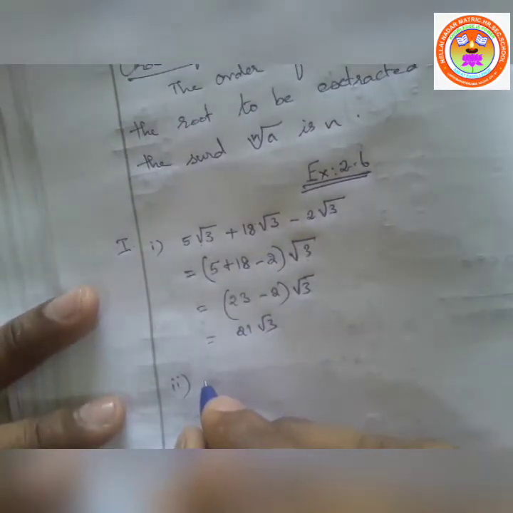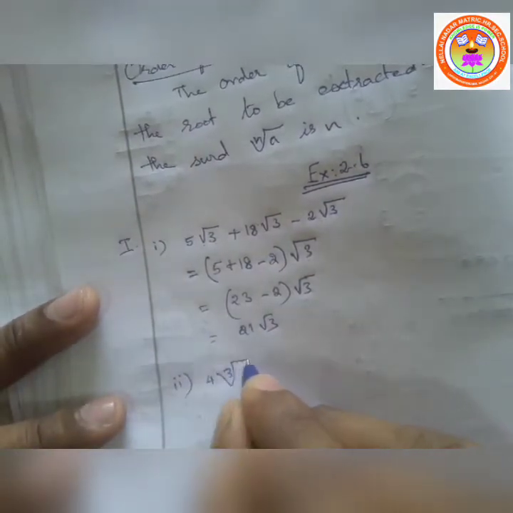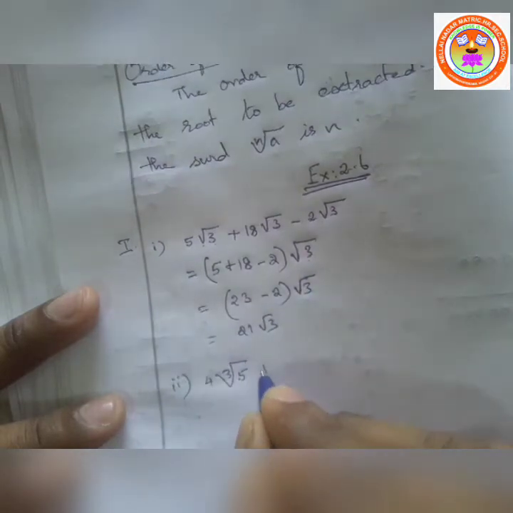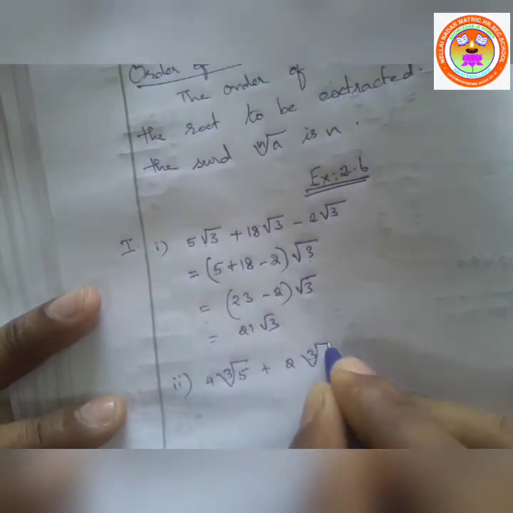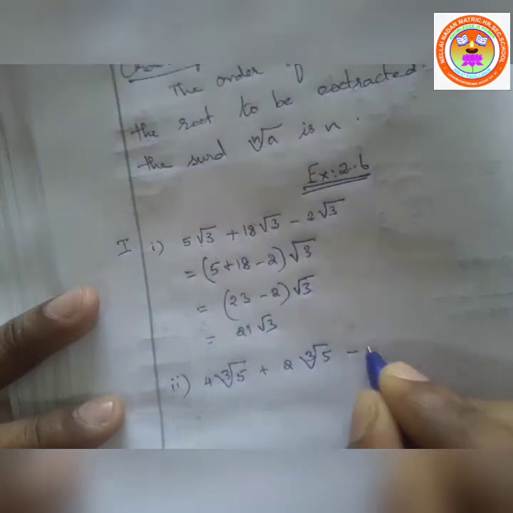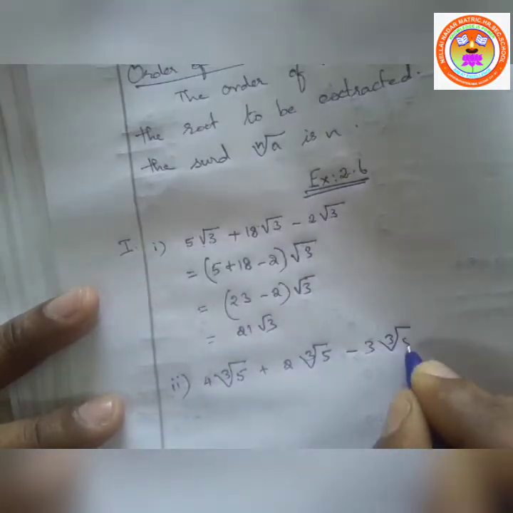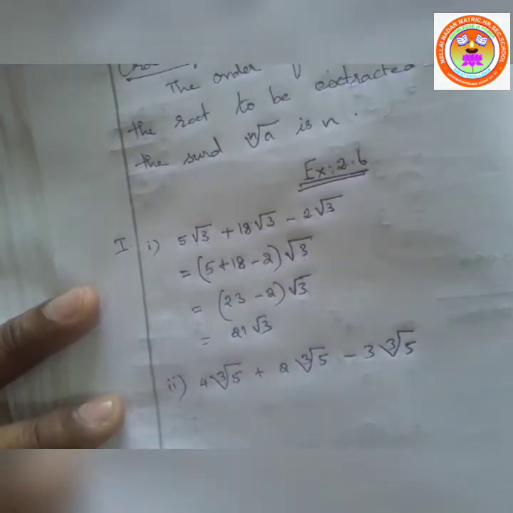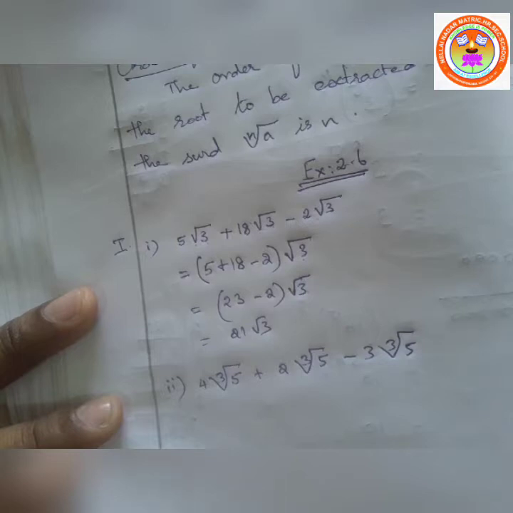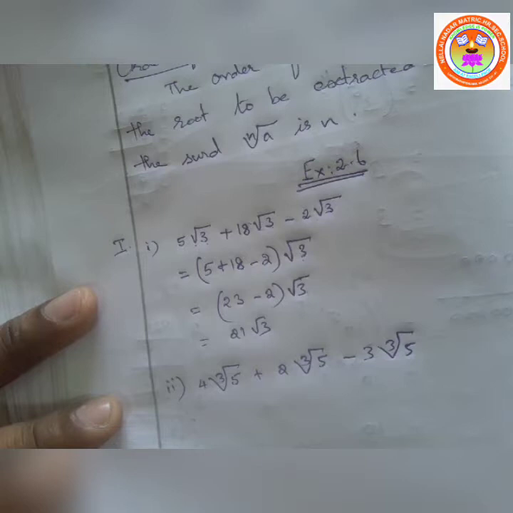It's nothing but 4 cube root of 5 plus 2 cube root of 5 minus 3 cube root of 5. Listen carefully. Here all are cube root of 5. Are you able to understand that one? Yeah. That's why it is called like surds. If it is like surds, then we can proceed with the sum.